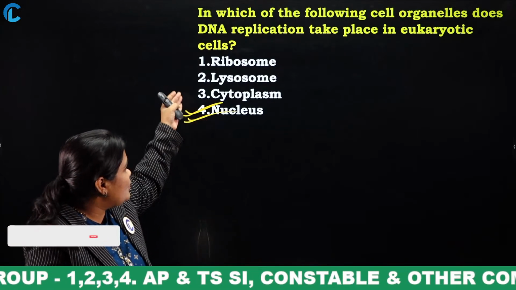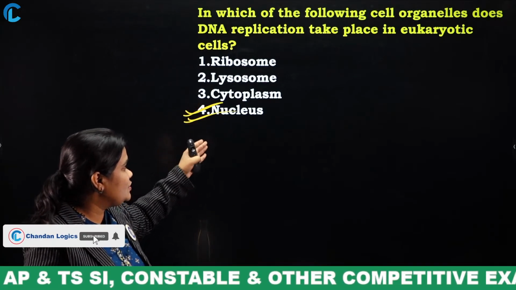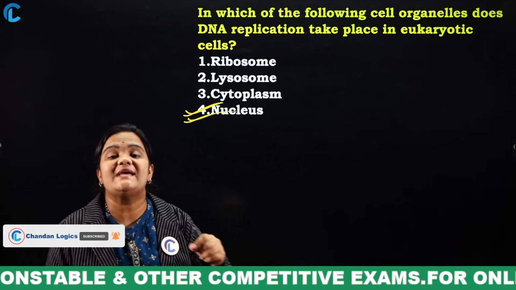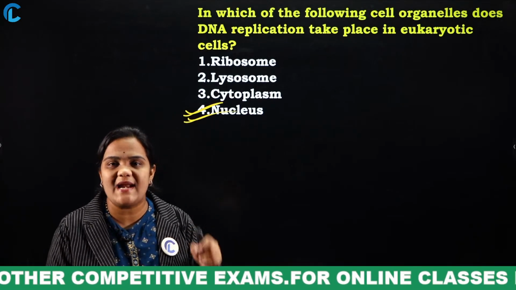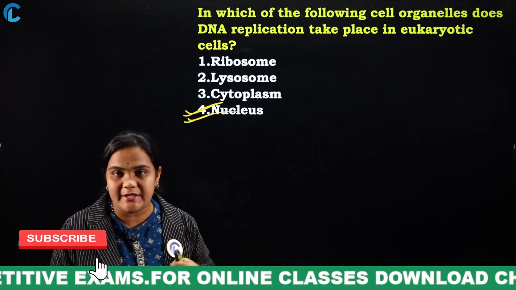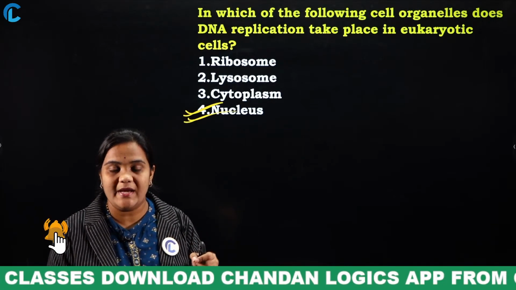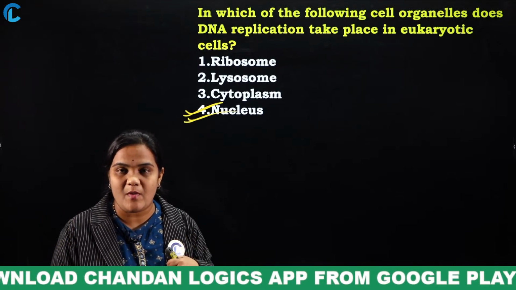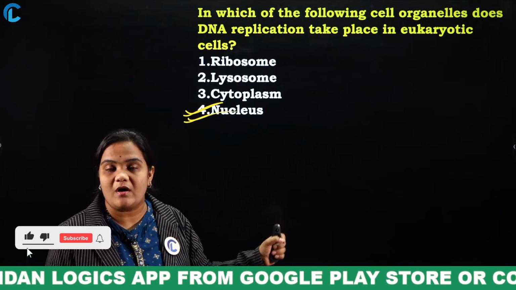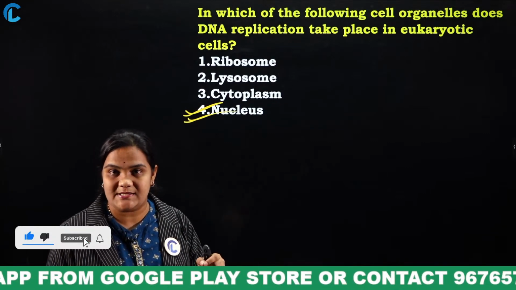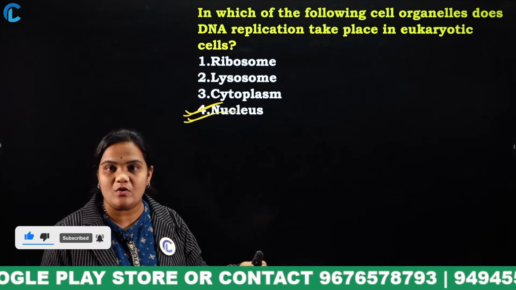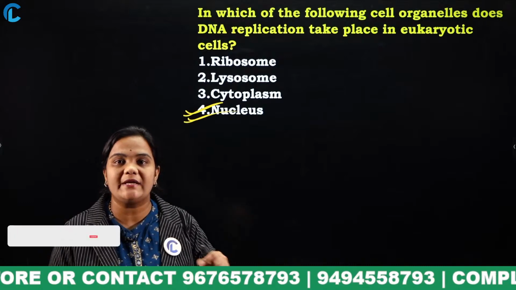What are these: ribosomes, lysosomes, cytoplasm, nucleus? These are all cell organelles. What is a cell actually? A cell is a small unit of our body. It was discovered by Leeuwenhoek. This cell has many organelles like lysosomes, ribosomes, endoplasmic reticulum, and Golgi complex.